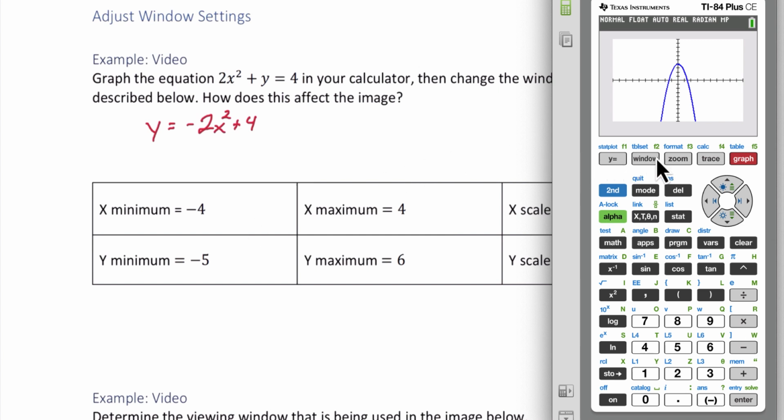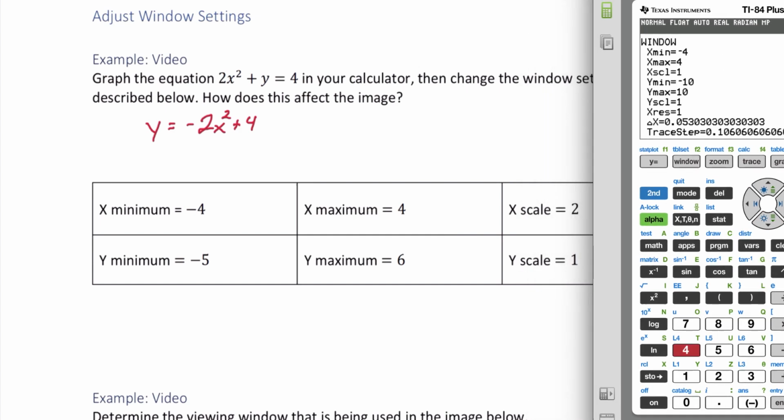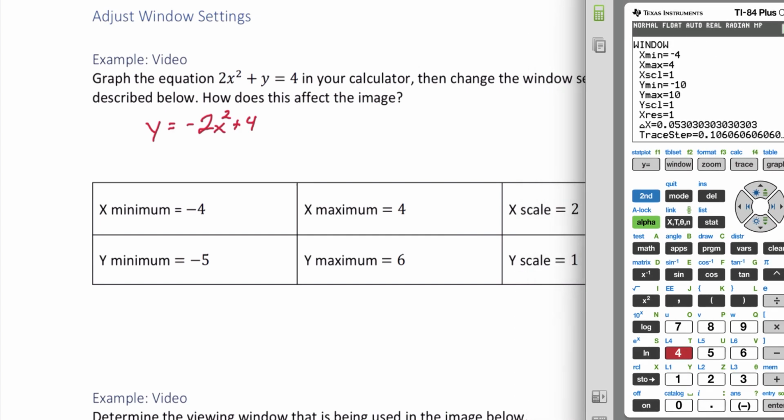To do that, we'll hit the window button, and we want to change the x-min to negative 4, the x-max to positive 4, we want the x-scale to be 2, the y-min will make negative 5, the y-max 6, and the y-scale will keep at 1.